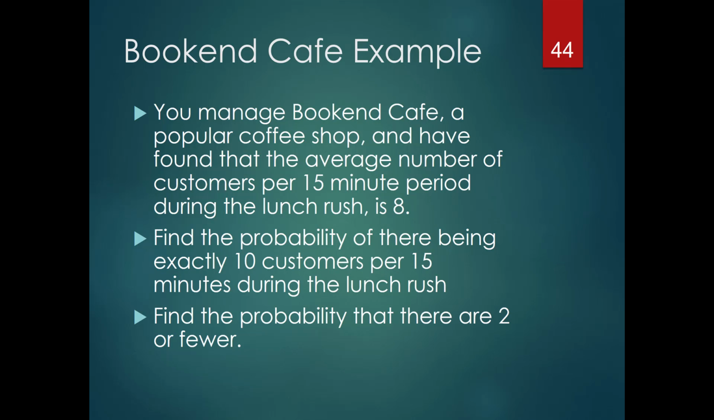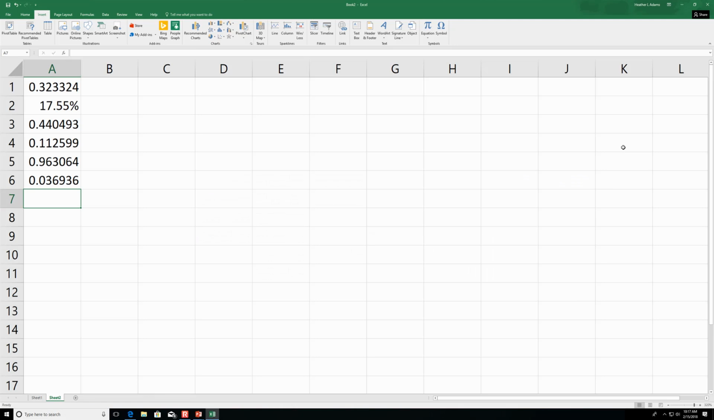That average is 8, and the X of interest, the one that I'm interested in, is 10 customers per 15 minutes. So the X of interest is 10 and the average is 8. And I know it's a Poisson problem. So equals Poisson. I want to know the probability of 10 when the average is 8. And I want an exact point probability here, not a greater than or less than problem. So it's about 10%, 9.92%.